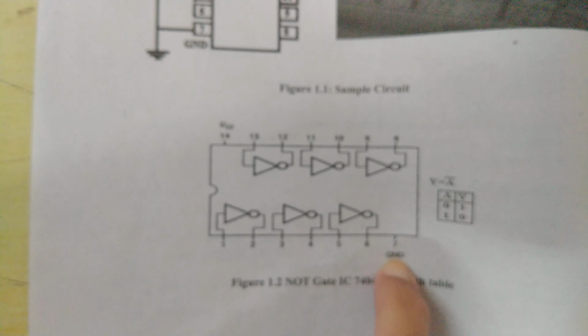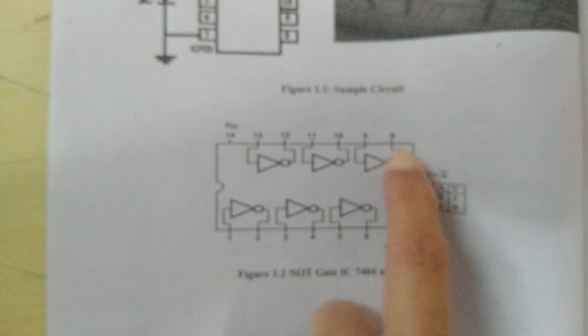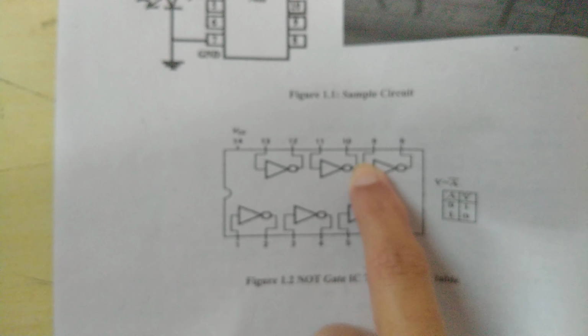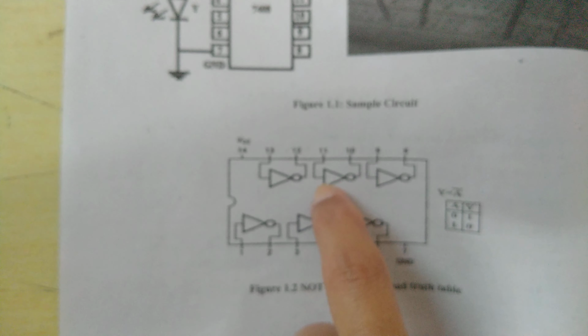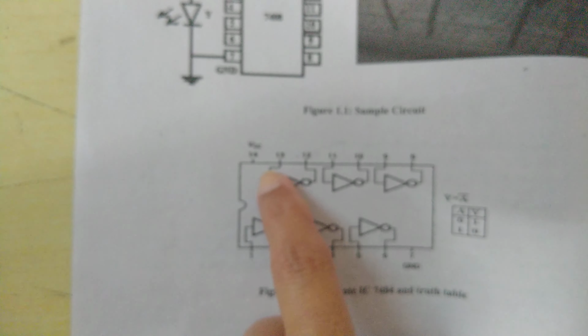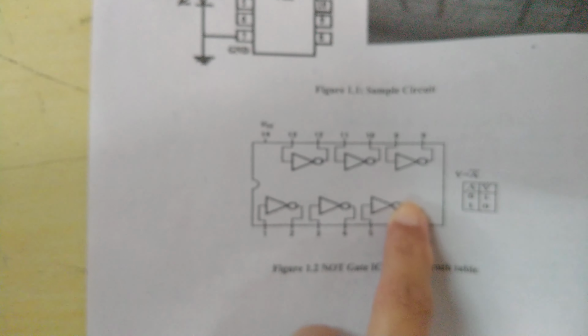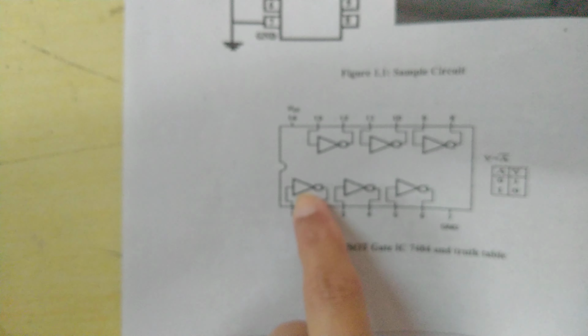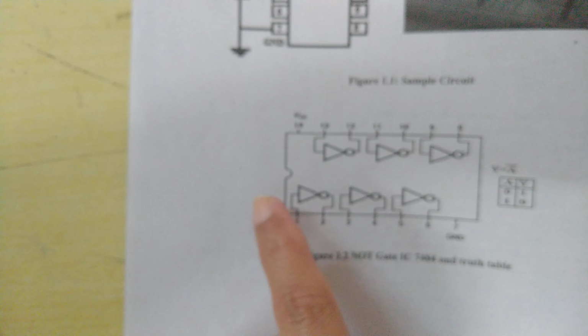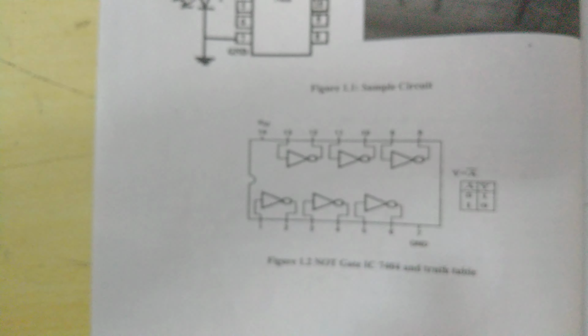See here, this is the combination. Pin number 1 input, pin number 2 output, pin number 3 input, pin number 4 output, pin number 5 input, 6 output, 7 is ground, pin number 8 is output, pin number 9 input, pin number 10 output, pin number 11 input, pin number 12 output, pin number 13 input. In this combination there are 6 gates present. For the experiment, we take the first combination: pin number 1 input, 2 output.